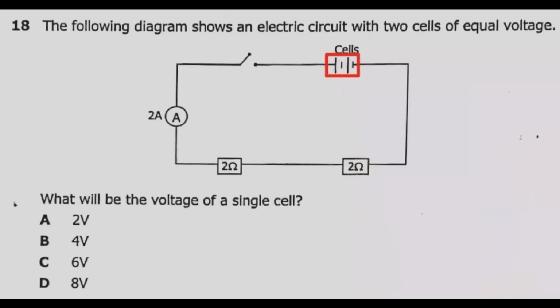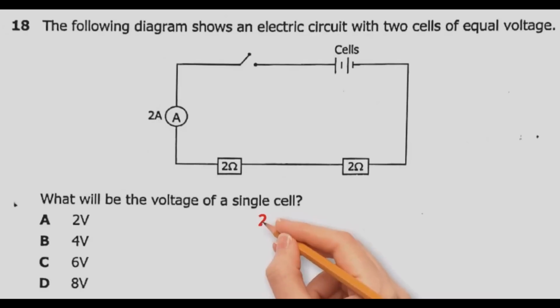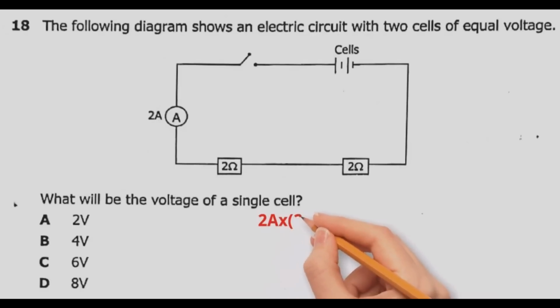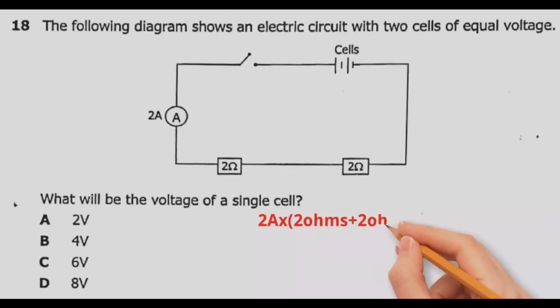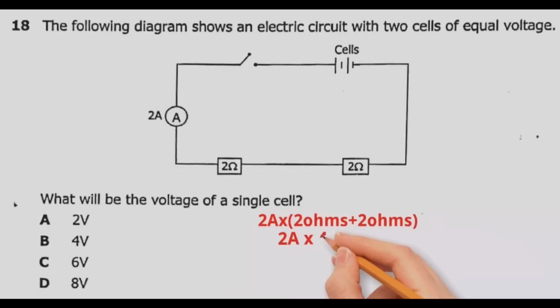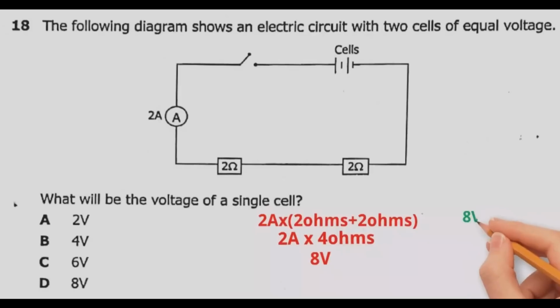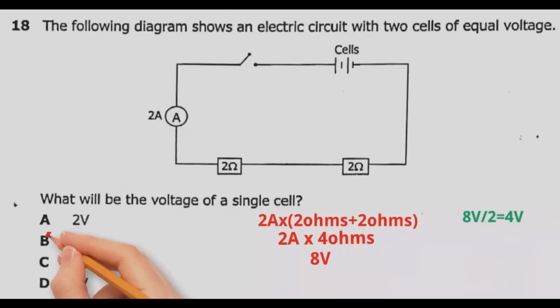So to find the voltage, we are going to multiply the reading on the amps by the reading in the 2 resistance. So we're going to have something like 2 multiplied by (2 plus 2), which is equal to voltage. When we multiply 2 by 4 it gives us 8, then we divide 8 by 2, which will give us 4. The correct answer will be B. So each cell is equal to 4 volts.